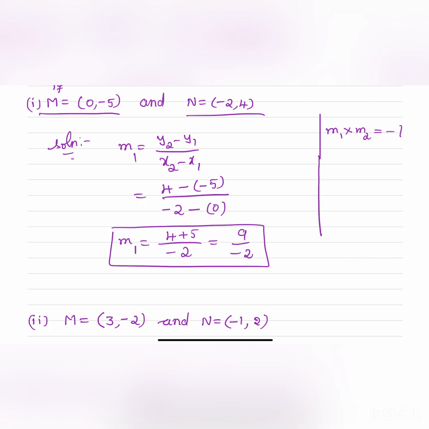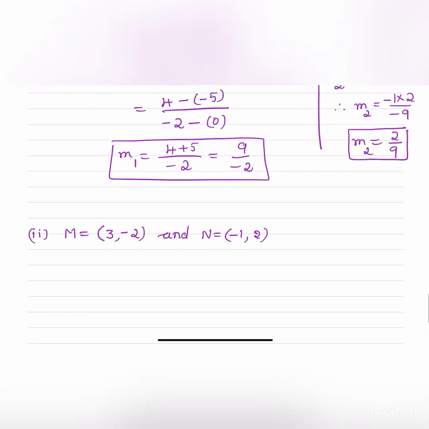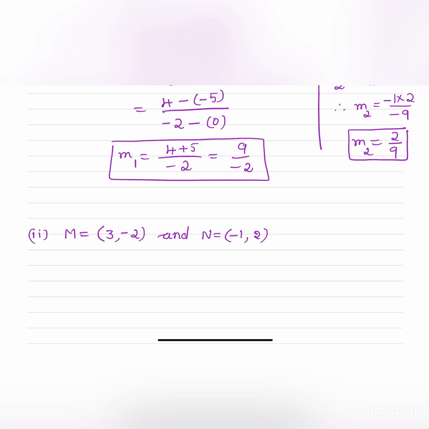Let us substitute that in this equation, m1 into m2 is equal to minus 1, so that we can get m2 from this formula. So m1 is minus 9 by 2, into m2 is equal to minus 1. Therefore m2 is equal to, if we cross multiply, minus 1 into 2 divided by minus 9. So that is equal to 2 by 9. m2 is 2 by 9. Let us go for the next one, that is m is equal to (3, minus 2) and n is equal to (minus 1, 2). Yes, so let us start our work.